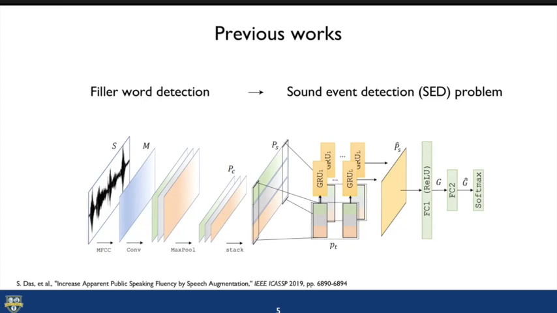In previous studies, the filler word detection problem was treated as a sound event detection problem. More specifically, MFCC or other acoustic features are first extracted from the input waveform and then input into a convolutional recurrent neural network. At the output of the network are frame-wise predictions on whether a certain frame is filler or not.